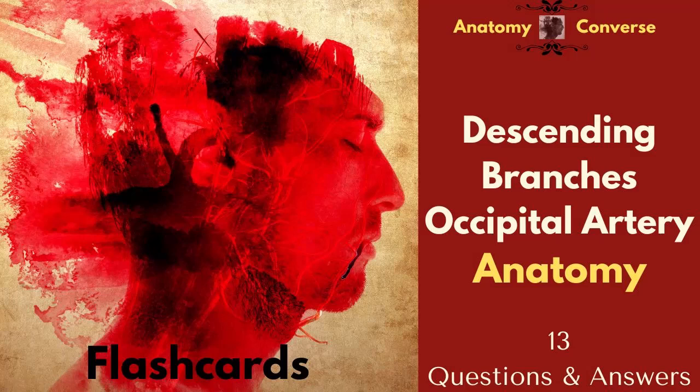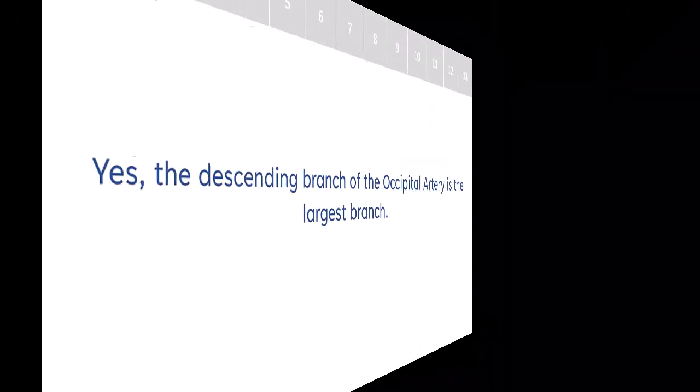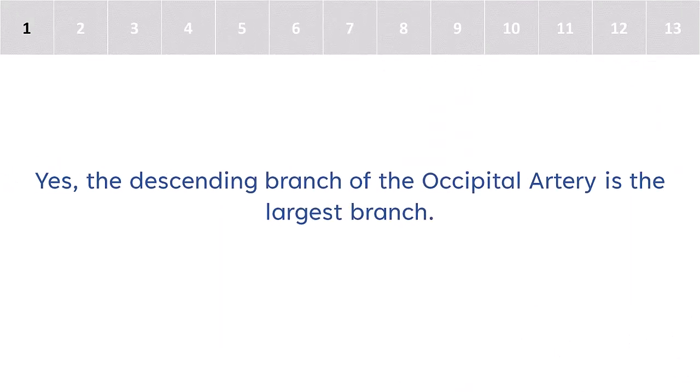Descending branches of the occipital artery anatomy. 13 questions and answers. Is the descending branch of the occipital artery the largest branch? Yes, the descending branch of the occipital artery is the largest branch.